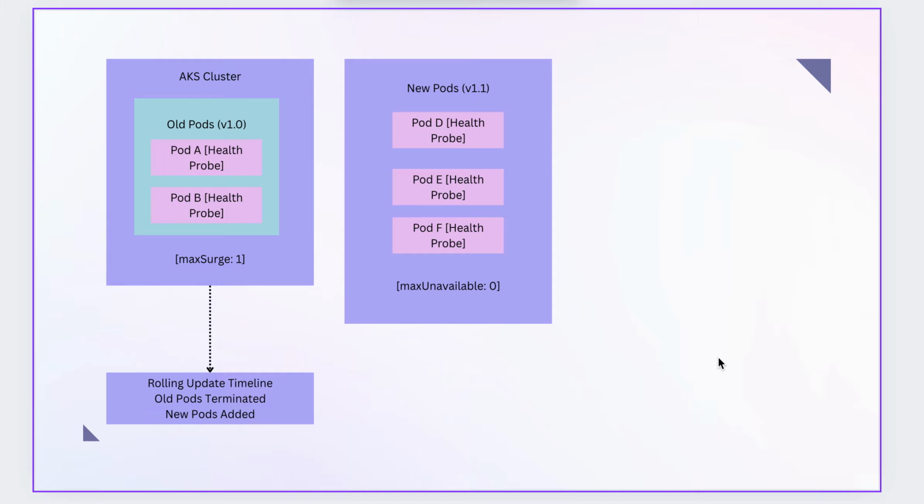Here we can see that the old pods are terminated as new pods are added, controlled by the Helm chart updates in our Azure DevOps CI/CD pipeline. For example, pod A is terminated after pod D is ready, followed by pod B as pod E and F come online, respecting the max surge 1 limit.